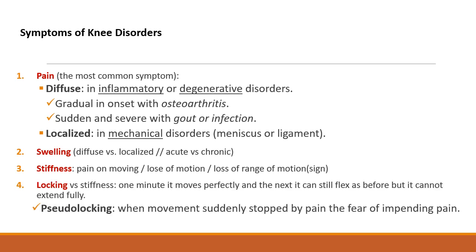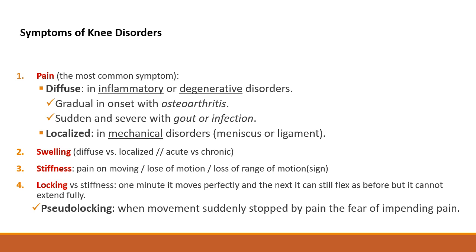Stiffness and locking. Stiffness is loss of motion in the whole plane of movement. So with the knee, there is a decreased range of motion in flexion and extension, and it is there all the time, mainly due to degeneration.